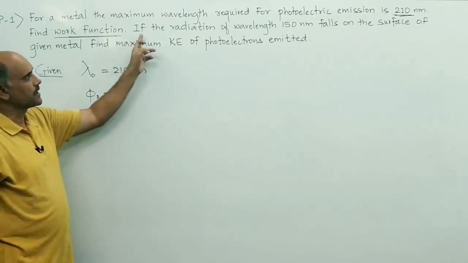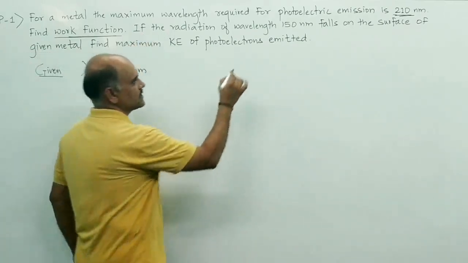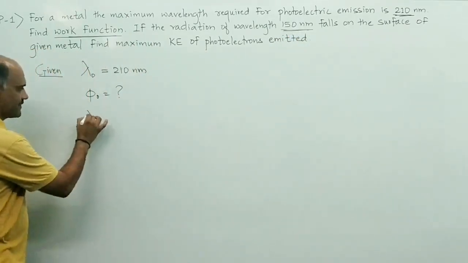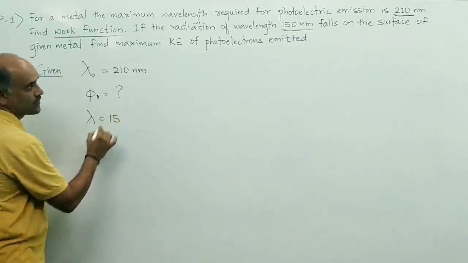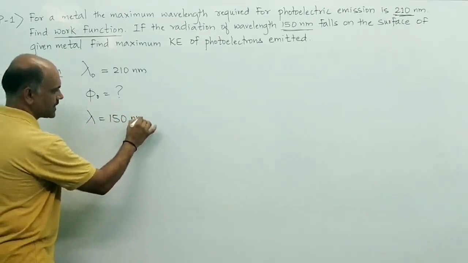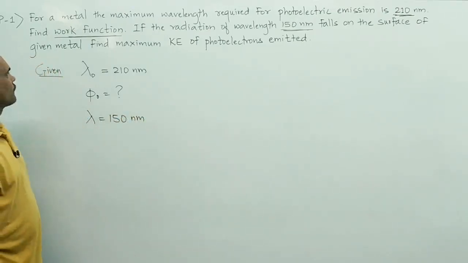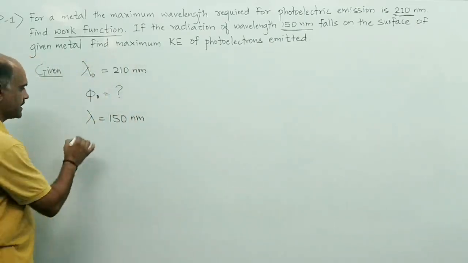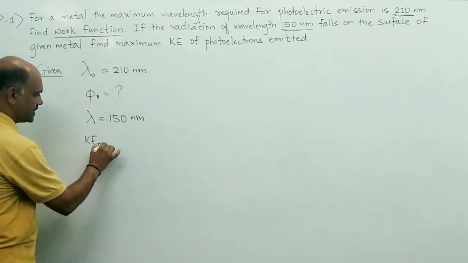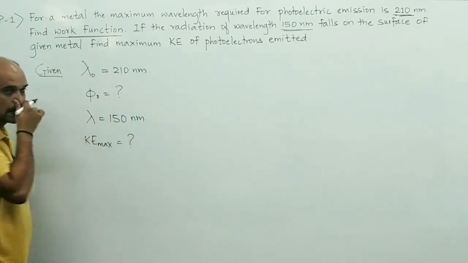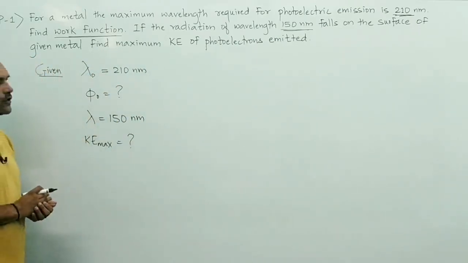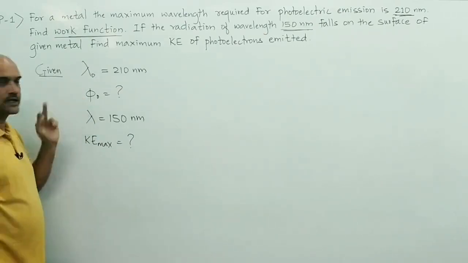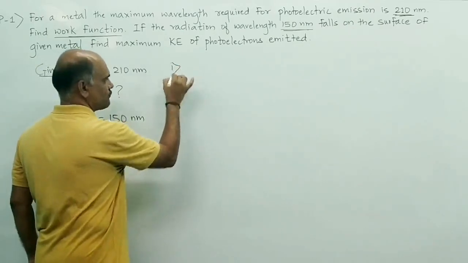Next, in the second part, if the radiation of wavelength 150 nanometer falls on the surface, he has given wavelength of incident photon, that is 150 nanometer. Find maximum kinetic energy. So you are required to find Ke max. So in 3 steps we will find all the values he has asked. First he has given lambda naught, you are required to find work function.